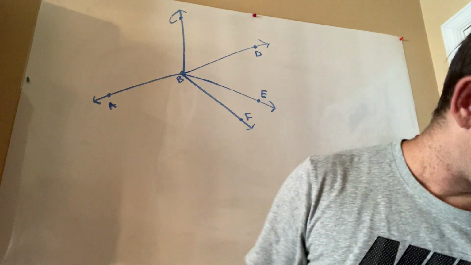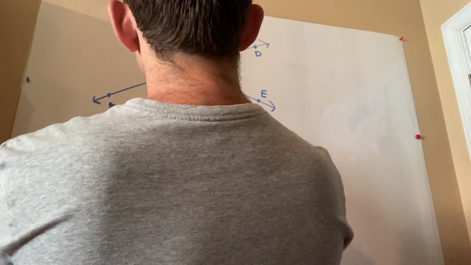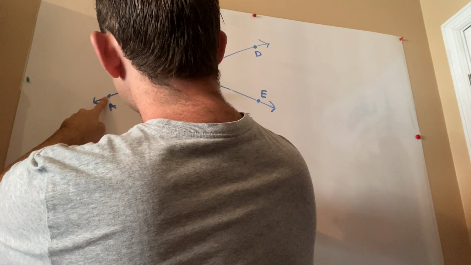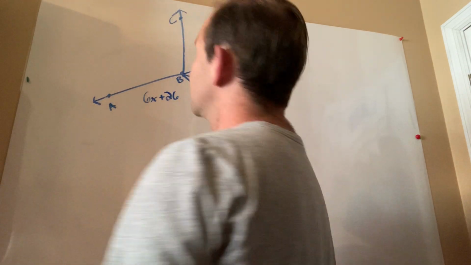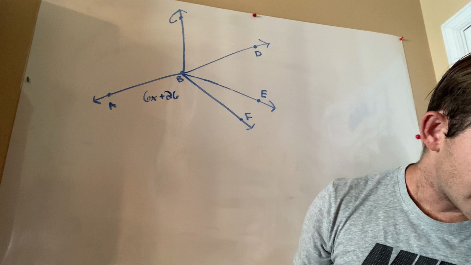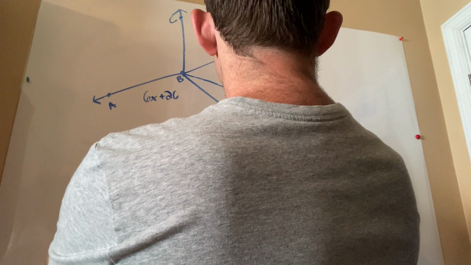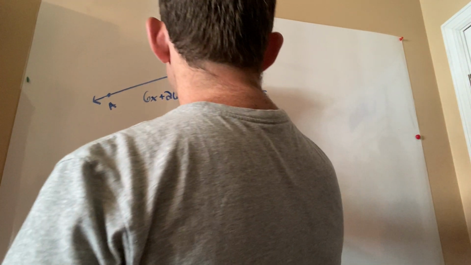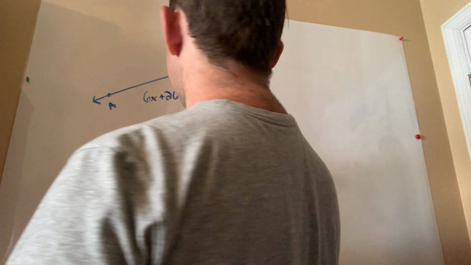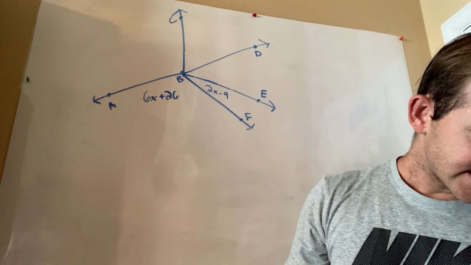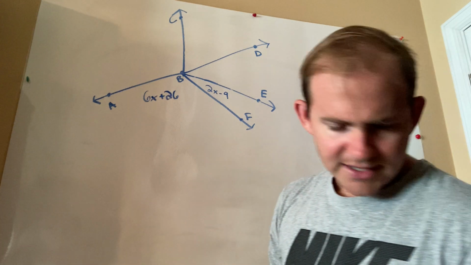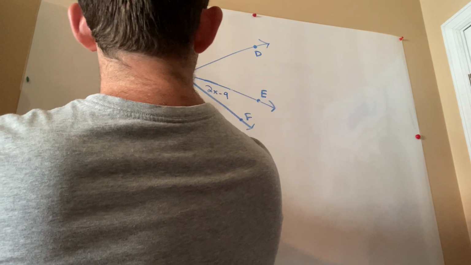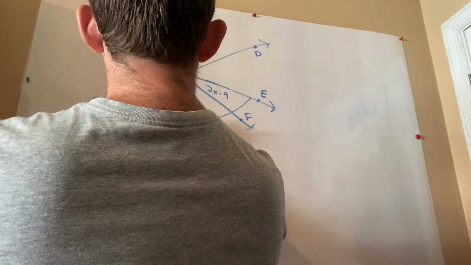So they tell me that angle ABF is 6x plus 26. Okay, so ABF. So I'm actually going to write that in right here. 6x plus 26. So far, so good. Then they tell me that EBF, so this itty bitty one right here, is 2x minus 9. So let me write that in, okay? And last but not least, they tell me that ABE is 11x minus 31. Okay, so ABE. So that means this big one is 11x minus 31.